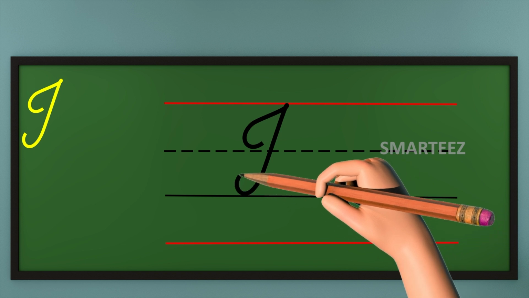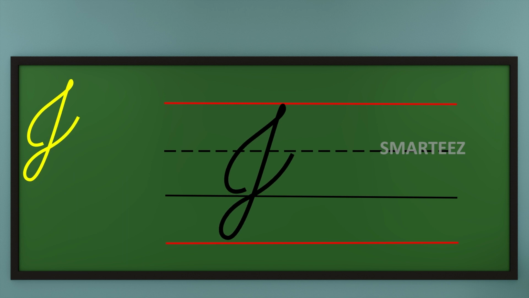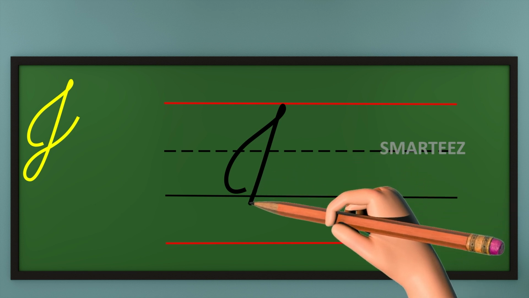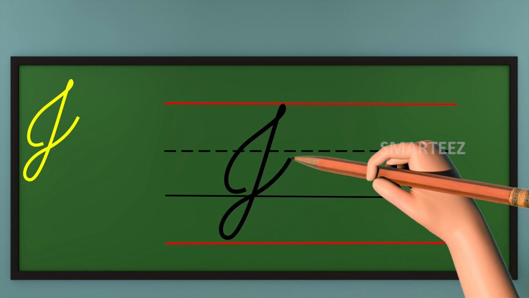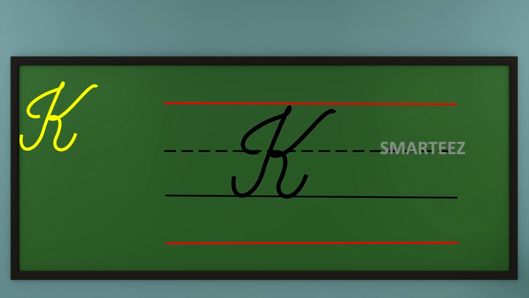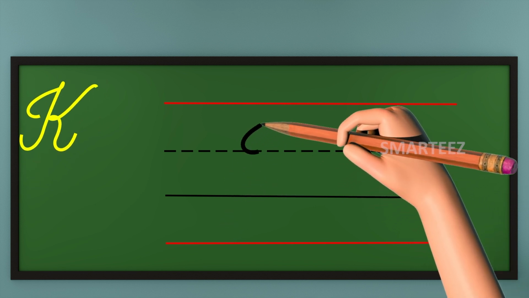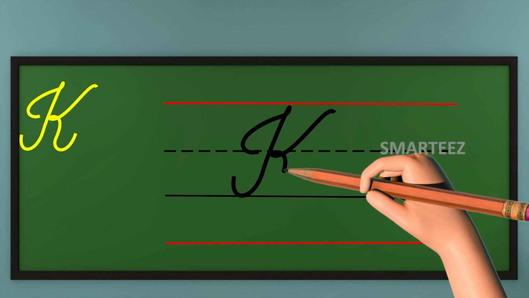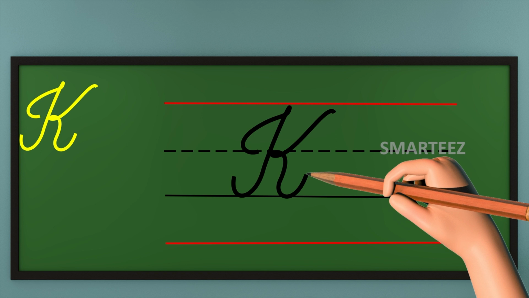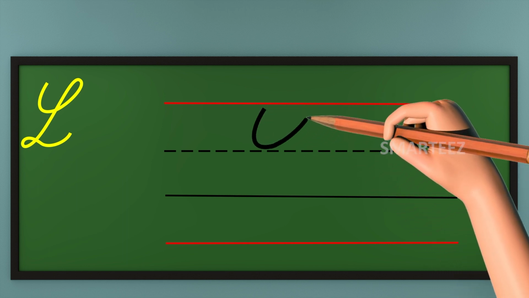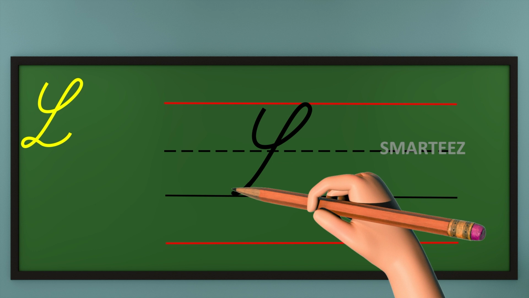Okay, the next character is J. You write J like this. Okay, the next character is K. You write K like this. Okay, the next character is L. You write L like this.